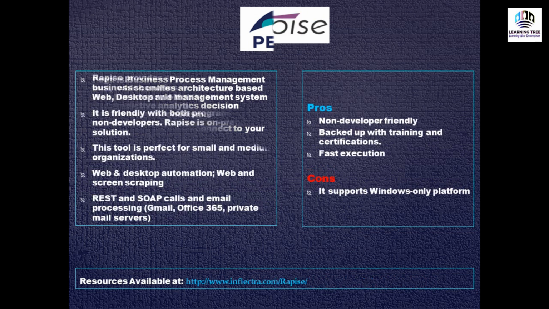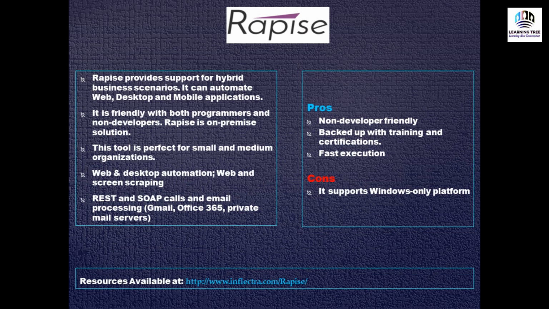RPA is the next RPA tool we are going to discuss. RPA provides support for hybrid business scenarios. It can automate web, desktop and mobile applications. It is friendly with both programmers and non-developers. RPA is an on-premise solution. This tool is perfect for small and medium organizations. Web and desktop automation, web and screen scraping, REST and SOAP calls and email processing such as Gmail, Office 365, and private mail servers.